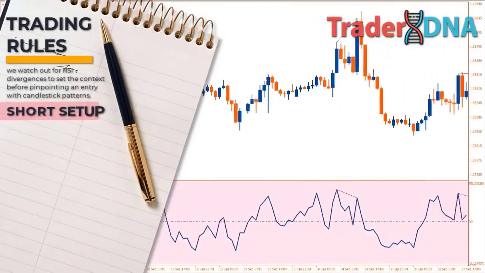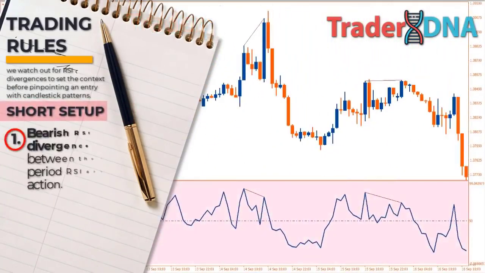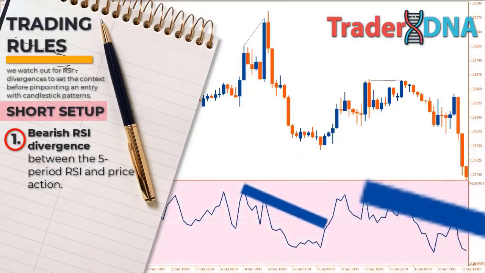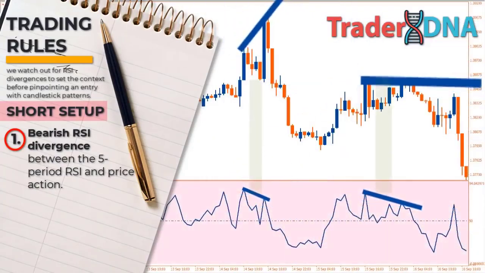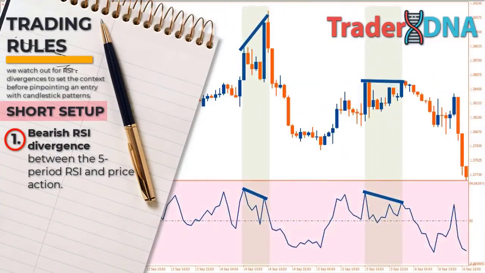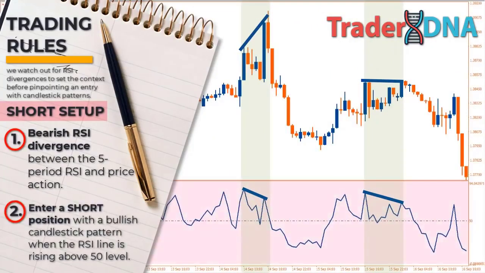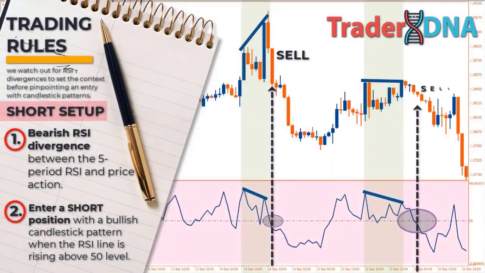Rules for short setup. First, bearish RSI divergence between the 5-period RSI and price action. Second, enter a short position with a bearish candlestick pattern when the RSI line is falling below 50 level.